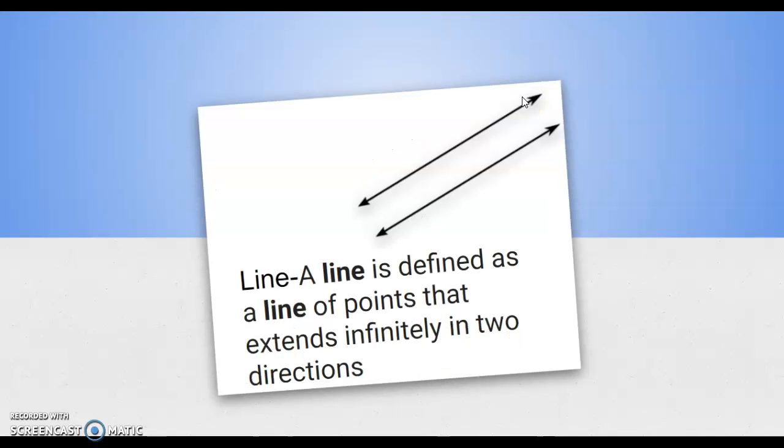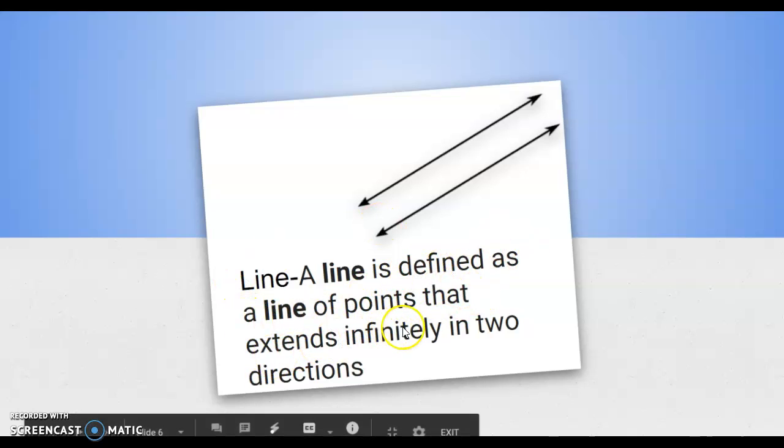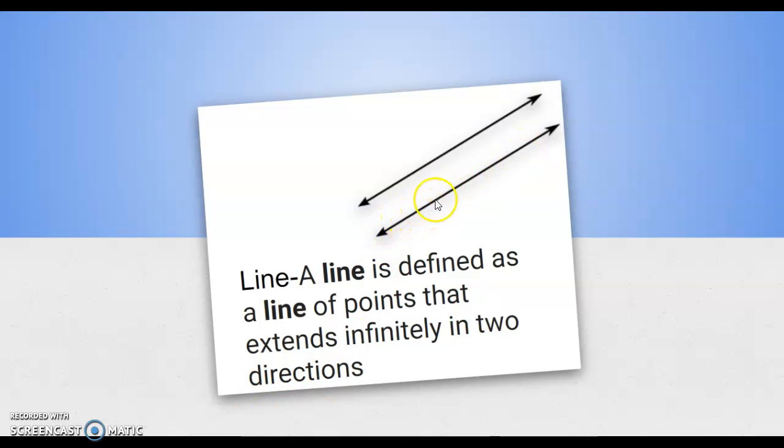Okay. Our next vocabulary is just a line. A line is defined as a line of points that extends infinitely in 2 directions. So we don't actually see the points, but there are tiny little points, a million of them making up this line. And then there are arrows on the ends telling us this goes on and on forever and ever, and this side goes on and on forever and ever.